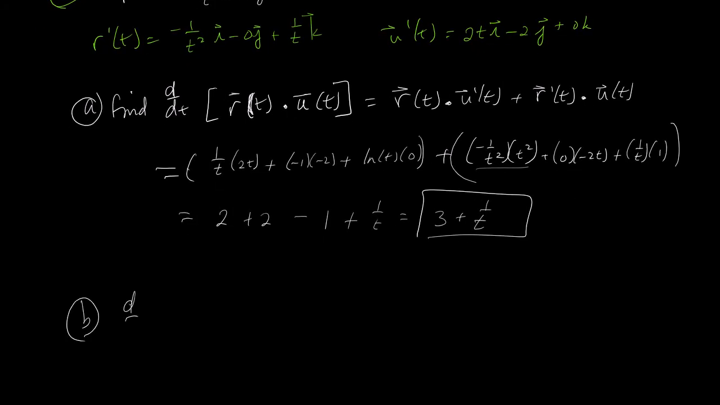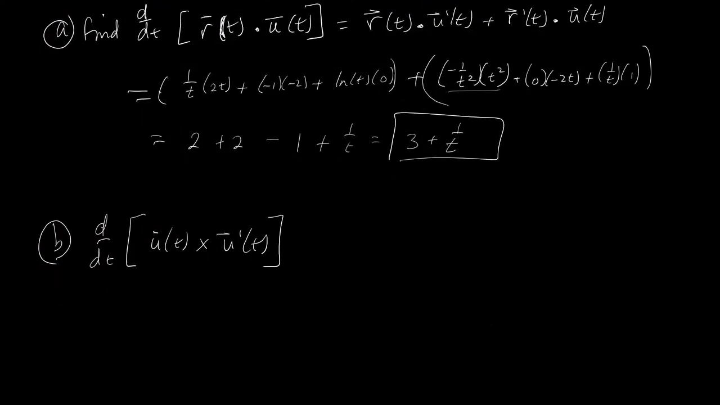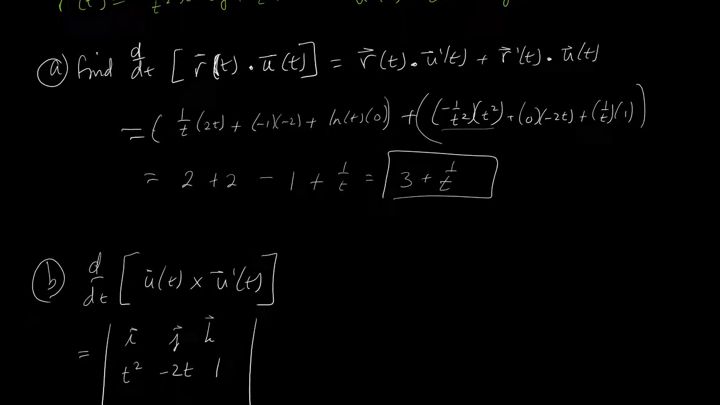Let's find d by dt of u of t crossed with u prime of t. All right, so we're going to have to find that cross product first, and then we can find the derivative of that cross product. Okay, so this is going to be equal to the determinant of i, j, k, and u was t squared, negative 2t, and 1. And then u prime was 2t, minus 2, 0.